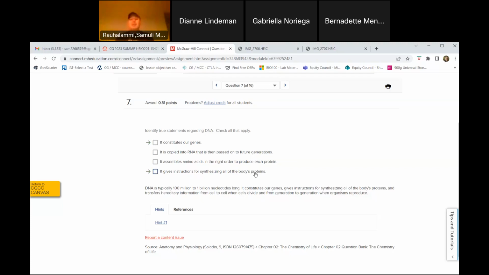Proteins are the final product that comes from the RNA, but DNA is where it's coded, and RNA is a copy of a particular segment of DNA that codes for a specific gene so that it can then be translated into a protein. So I'm looking for answers that say DNA constitutes genes, and it gives instructions for synthesizing proteins in your body.